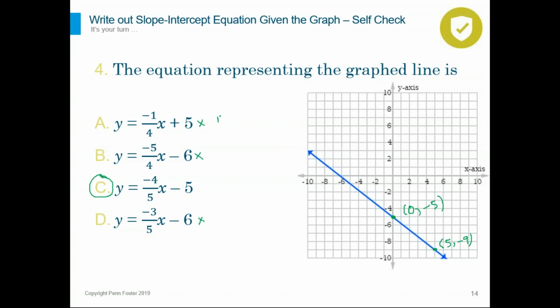Or you can do m equals y2 minus y1 over x2 minus x1. Plug in the numbers, -9 plus 5 over 5 minus 0, and so on. The slope would be negative 4 over 5, and that matches the answer that we decided to go with. And that's it. Any questions?